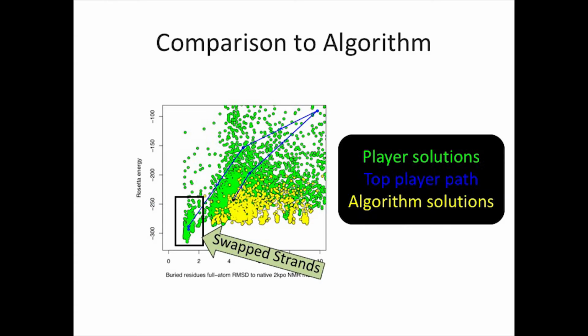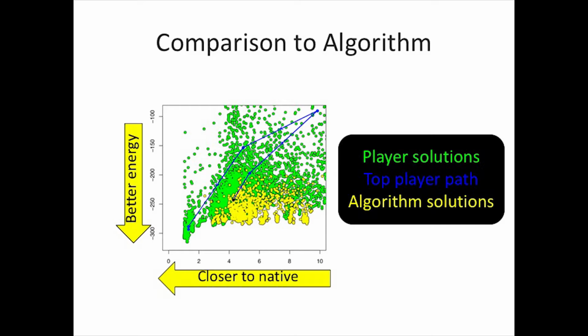And so this little group of structures was basically only found by players. We believe that's because the players were willing to unravel the entire structure and find these better energy structures, basically by making the structure worse before it got better. In this case, what they're doing is essentially escaping this local minimum in the energy landscape, where you can see there's a notch where you have to actually get worse in the energy before you can get better.